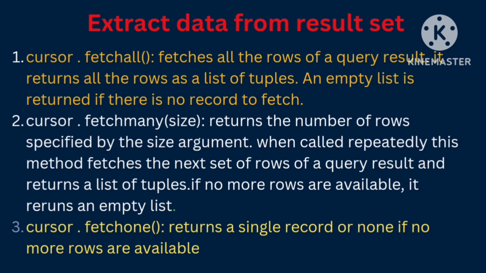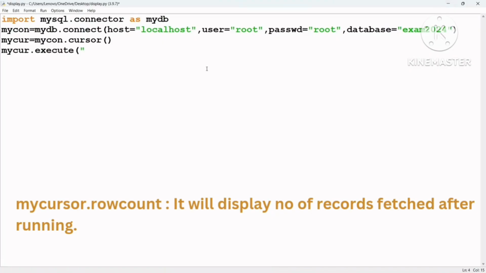Now next is extracting data from the result set. In the last class we have seen how to display the data from the database. So here are three functions: fetchall, fetchmany, fetchone. Fetchall will fetch all rows. Fetchmany displays the number of rows which is mentioned, and fetchone returns only a single record. So we will write the query mycur.execute, select star from student. Then we will use the fetchall function. We will display all the data which is present in the database.